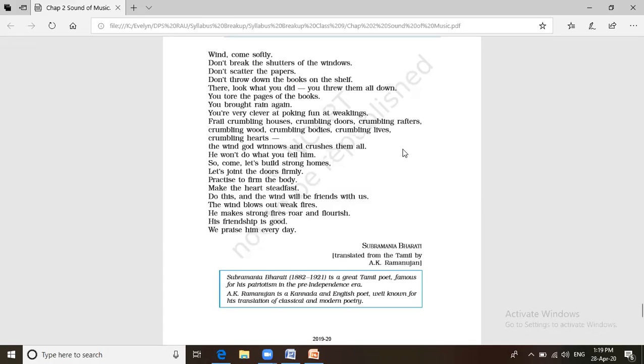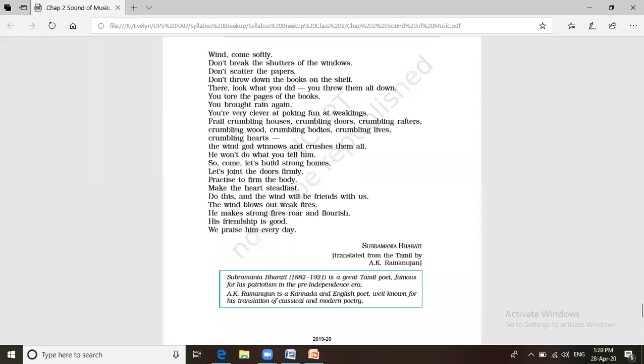Ishan, I'm unmuting you. Thank you, Zainab. Ma'am, in this poem, the poet Subramania Bharti wants to say that... Sorry, ma'am. Subhadra Kumari Chauhan, Hindi poet. Okay, no problem. Ma'am, in the poem she said about the wind, where the wind comes, it destroys everything, the shutters, the windows, and she's requesting the wind to come softly, as everything was destroyed. Right. Like the shutters of the windows were broken.